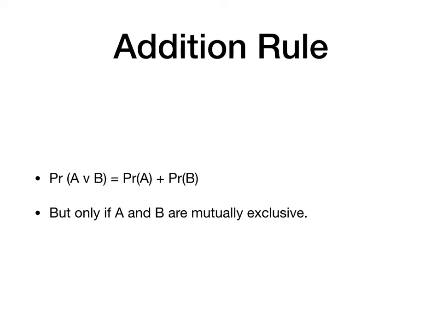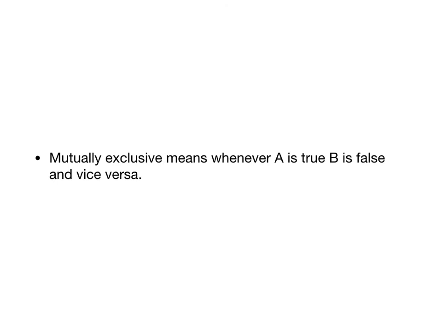So the addition rule tells us that the probability that A or B equals the probability of A plus the probability of B. But again, we have to keep one restriction in mind. This only works if A and B are mutually exclusive. Mutually exclusive means that whenever A is true, B is false, and vice versa.